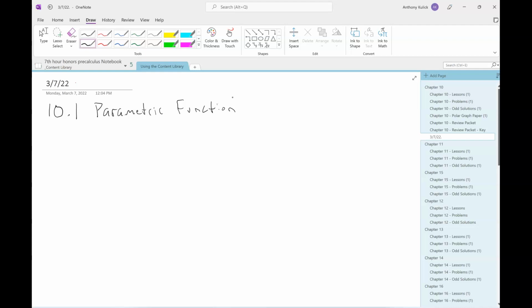So up until this point, all the functions that we've talked about would be classified as Cartesian functions, in the sense that we have an x and a y, where the x is our input and the y is our output.